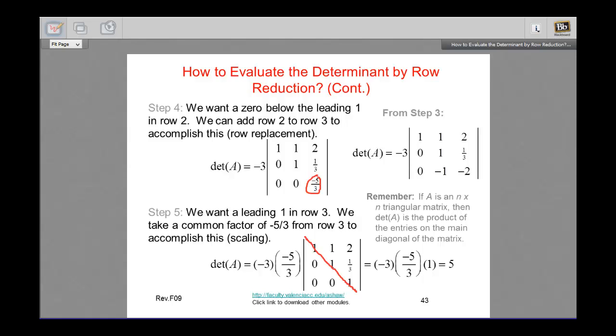So what is the value of the determinant? The value of the determinant is -3 multiplied by -5 by 3 and multiplied by 1, because as this is the property of the determinant, the product of the diagonal elements is the value of the determinant. So when you multiply, you will get 5. So that's the end of today's lecture. If you have any questions, then ask me.